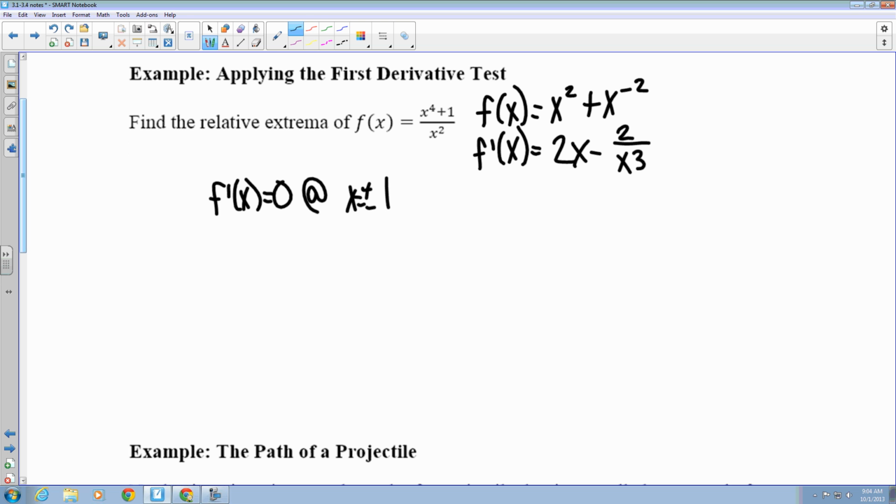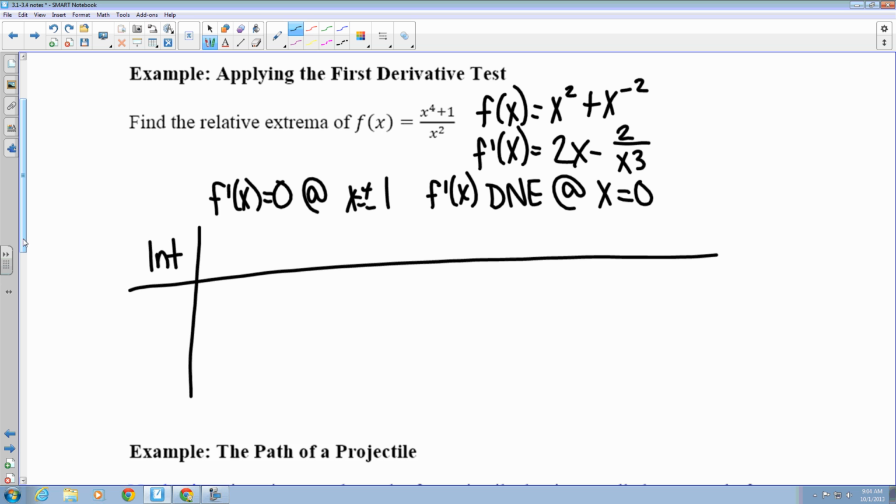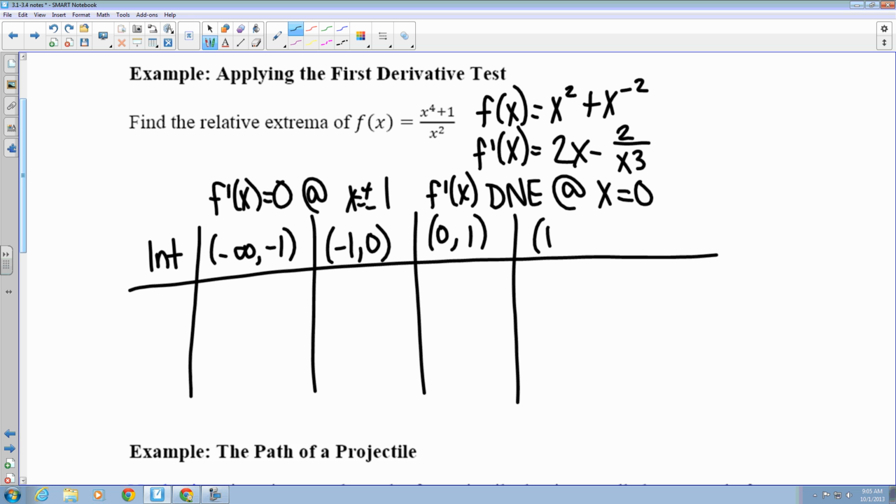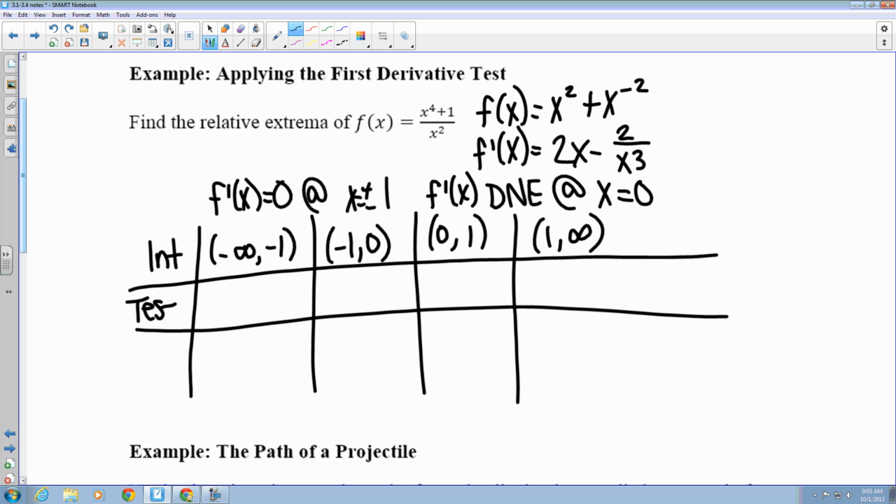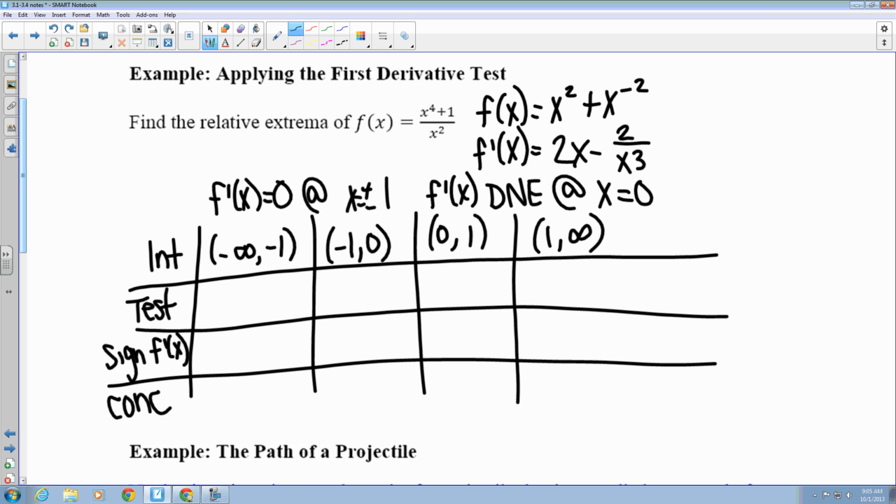Zero is not in the domain, so our derivative doesn't exist at 0, so we also have to test that one. Okay, so our intervals, starting from negative infinity to negative 1, negative 1 to 0, 0 to 1, and 1 to infinity. Test the sign of our derivative and our conclusion.